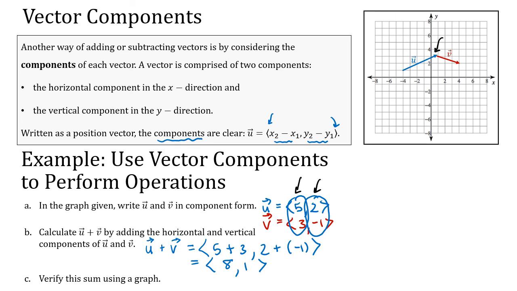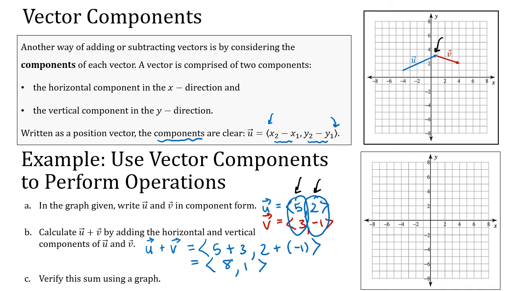Now, we want to verify that using a graph. So let's take a look at this graph. If what we say is correct, then I should be able to start at the origin and then move to the right 8 units and move up 1 unit. And that creates the vector u plus v. Now, is that vector u plus v the same vector that we would have seen in the graph above? Well, if we just move it, there it is.